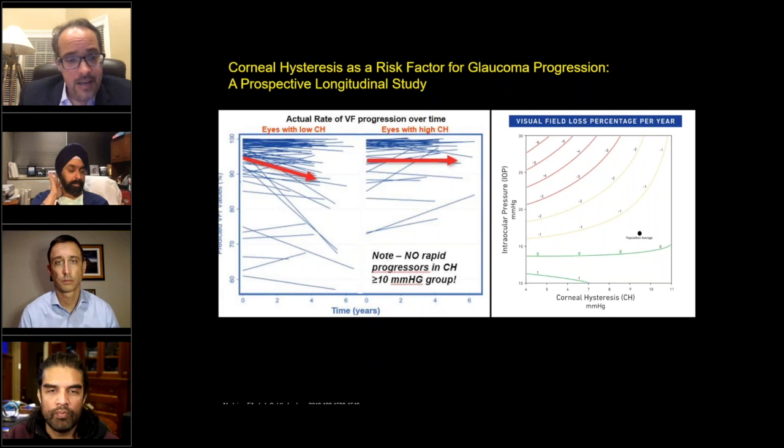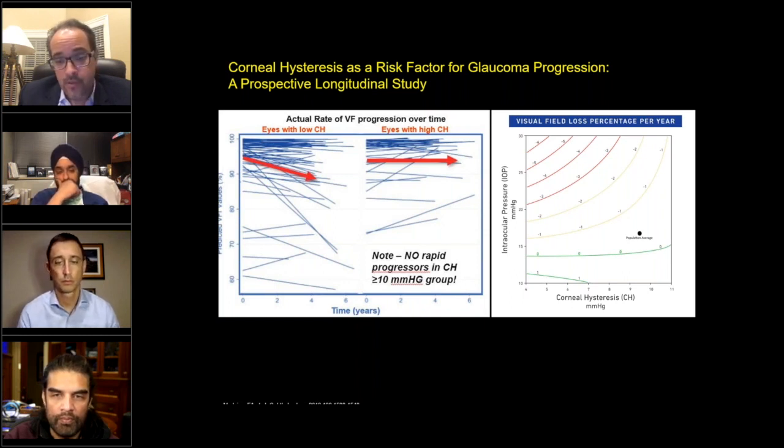And you can see lots of eyes in the low corneal hysteresis group that were progressing, and some progressing actually quite fast, but you don't really see many slopes going down in the eyes with high corneal hysteresis. So there were essentially no rapid progressors in this group.